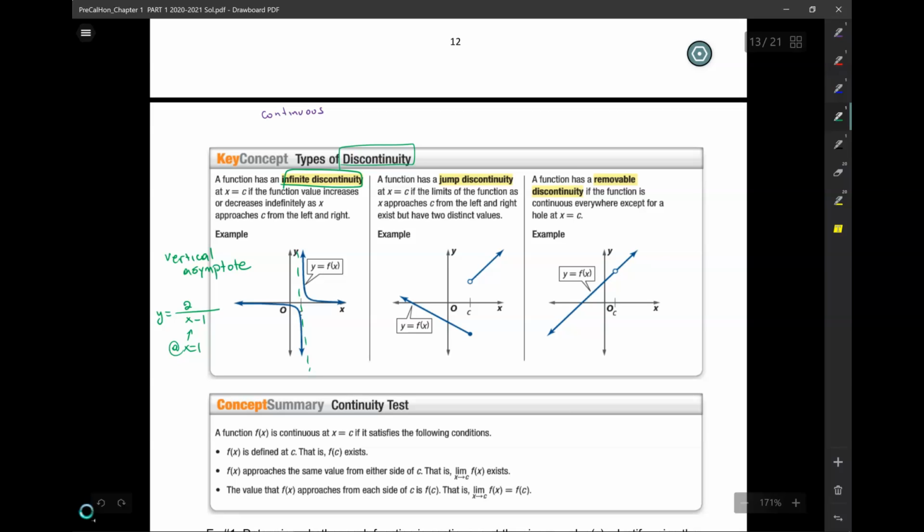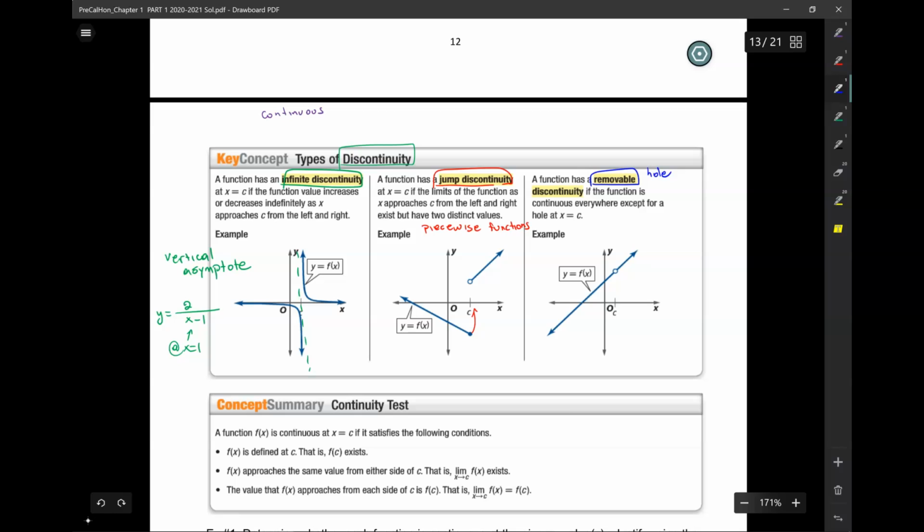Another type of discontinuity is a jump discontinuity. This happens for piecewise functions. Okay, this happens in piecewise functions, and it's literally where there is a jump in the y value. Next, this is perhaps my favorite, a removable discontinuity. A removable discontinuity is a hole.